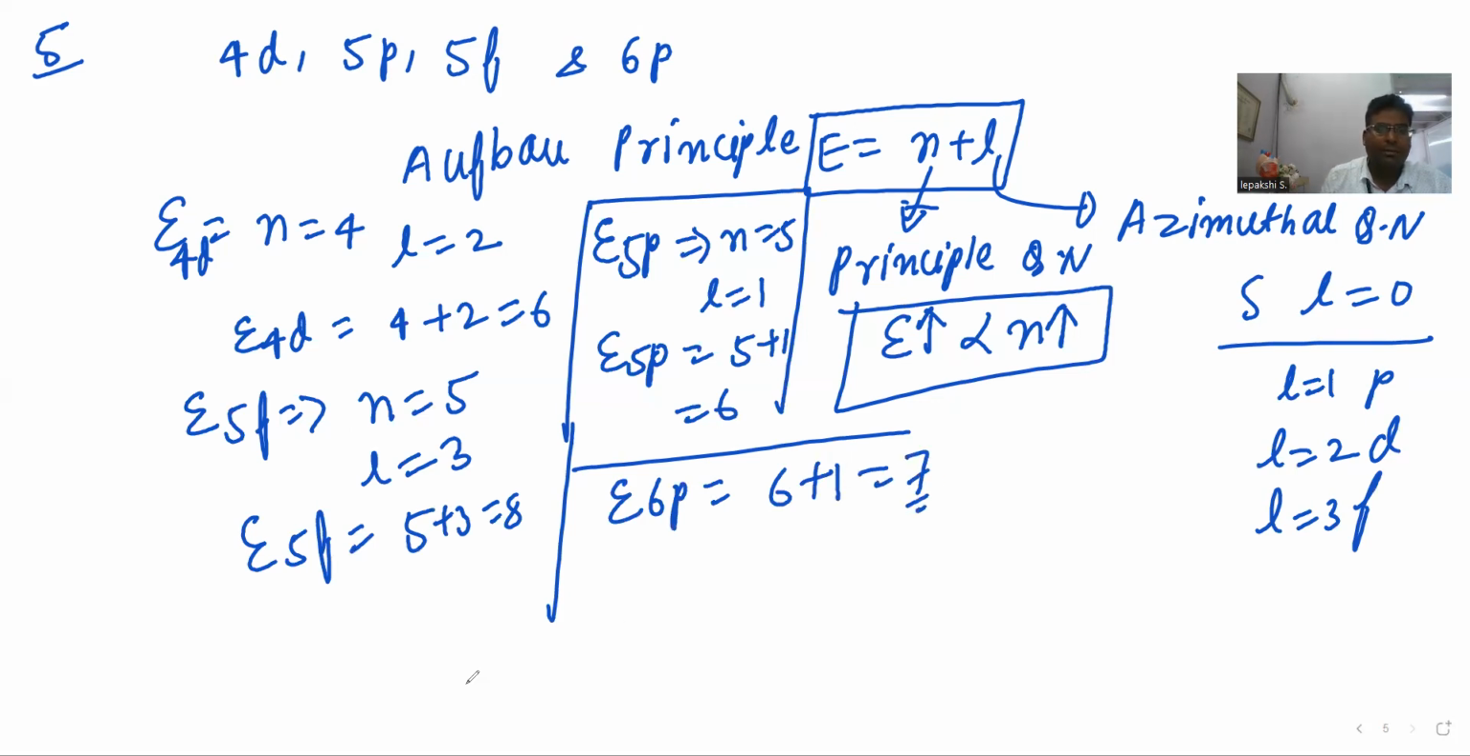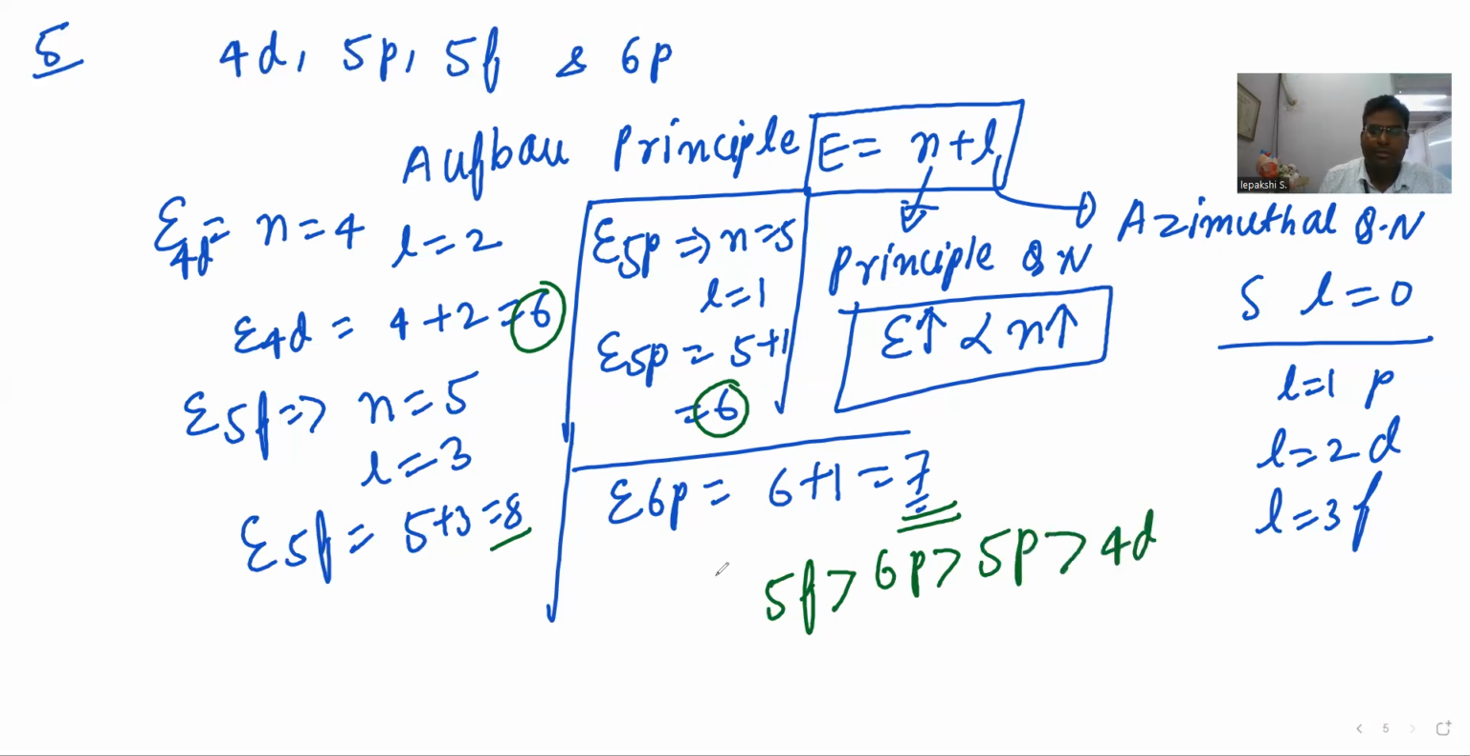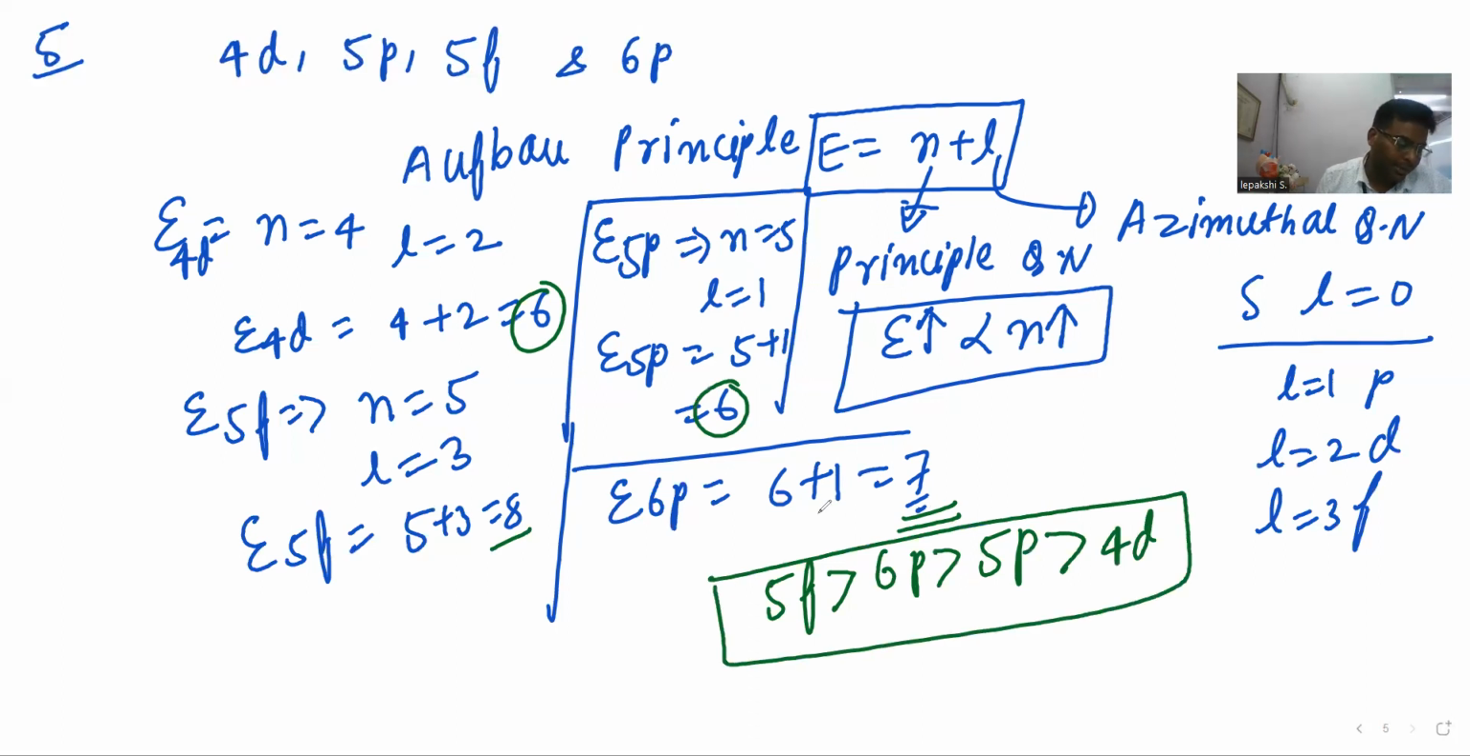So you can now check which one has the higher value. This is 6, this is also 6, this is 8, this is 7. So highest energy will be 5F, lesser will be 6P. And here they have the same energy level, then we count the n. So the n of 5P is more than 4D. So this will be the decreasing energy order of the orbitals. Please write it down. It was asked in NEET 2019.